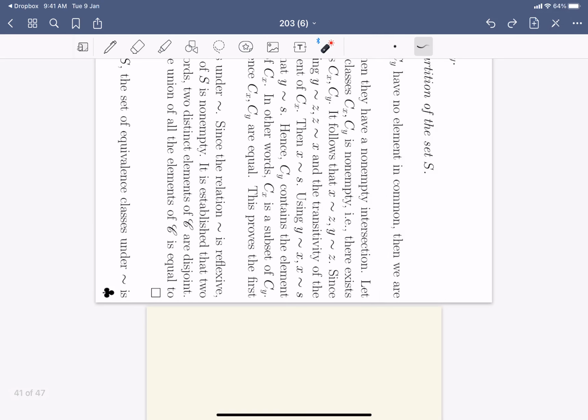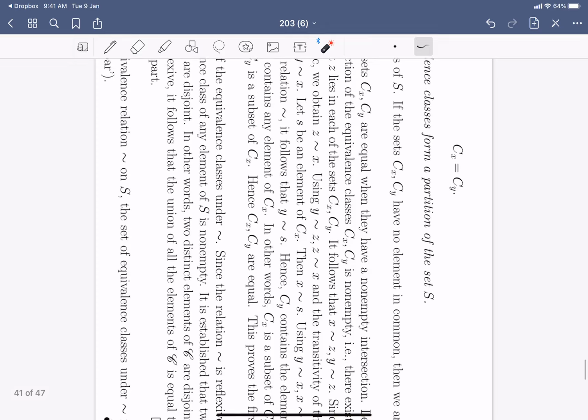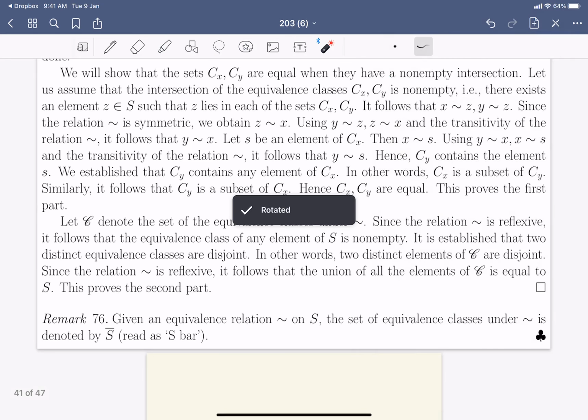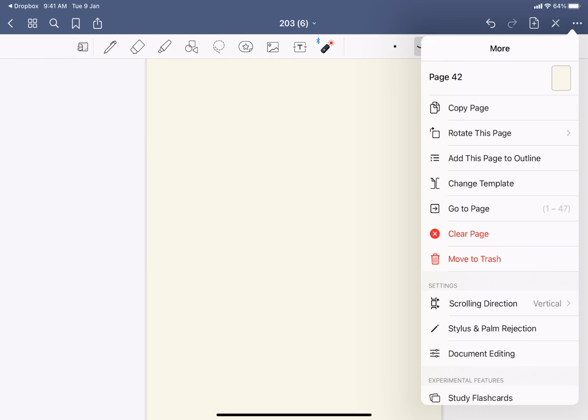Just give me a moment. This has to be rotated.